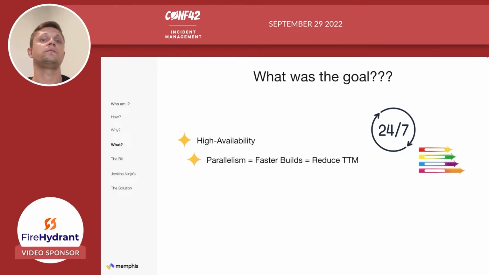I want to run in parallel. I want faster builds. I want to reduce time to market. I want to run as much in parallel as my setup can afford. If I need to run 4 builds that do the same thing, I want to run 4 builds at the same time. I don't want to wait until each one of them is done and then run the second one, the third one, the fourth one. I don't want that. I want it in parallel.